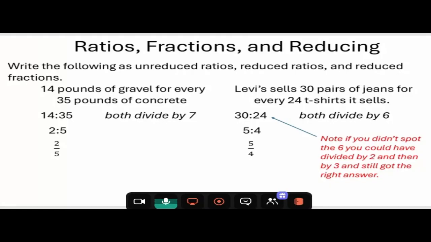Oh yes, and I spotted the 6. You might have instead spotted that those are both even numbers, 30 and 24. You would have divided them by 2 and got 15 and 12, but then you would notice that those are also divisible by 3. 15 divided by 3 is 5, 12 divided by 3 is 4, so you would still get to the same answer. So just like fractions, once you've done one step of reducing, double check, because you might have missed something bigger that comes out of both of them. Keep reducing until it is in lowest terms, nothing comes out of both 5 and 4.